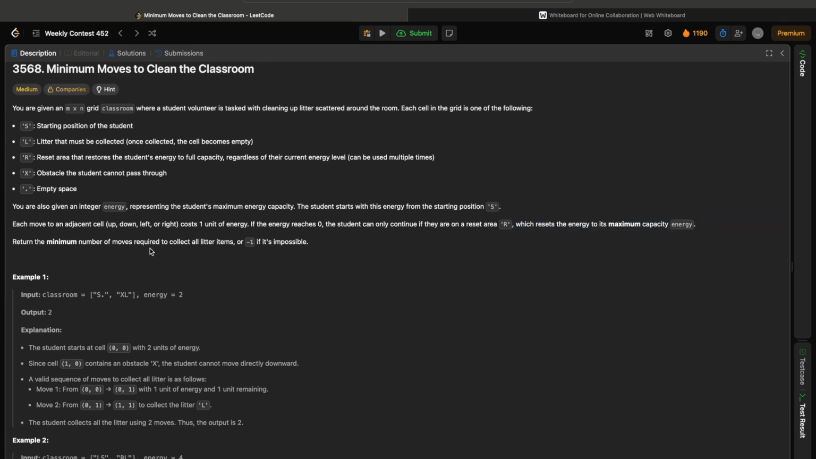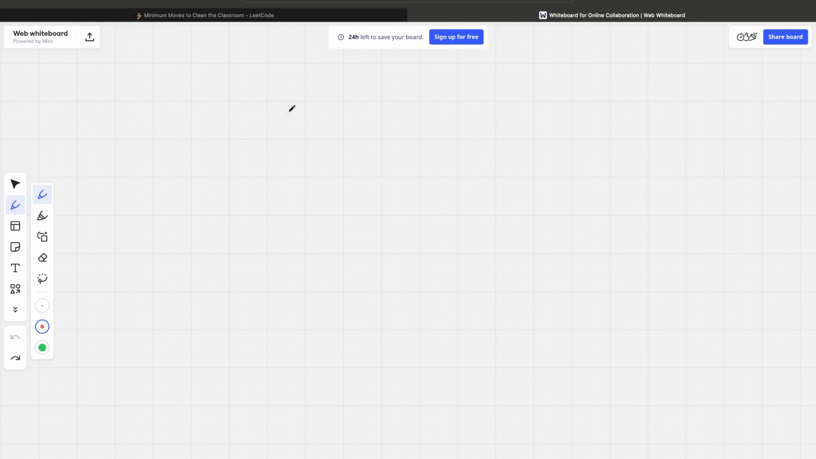So basically, what they want us to do is return the minimum number of moves required to collect all the litter items. So we need to collect all the trash that is present in the classroom, and we need to tell them the minimum number of moves in which we can collect all the trash inside that classroom. If it's not possible, then we need to return -1. Hope the question is very clear to you. So let's discuss with the help of an example.